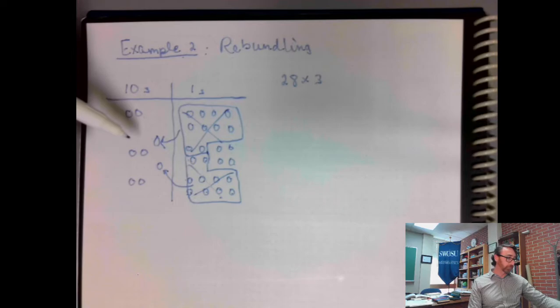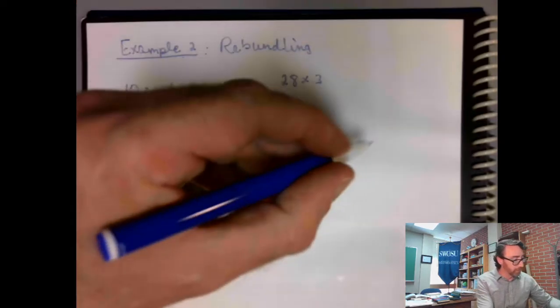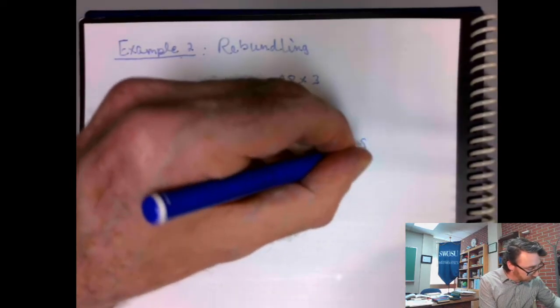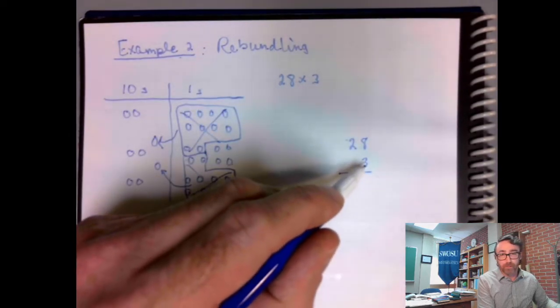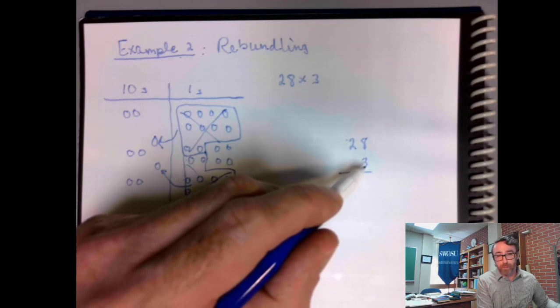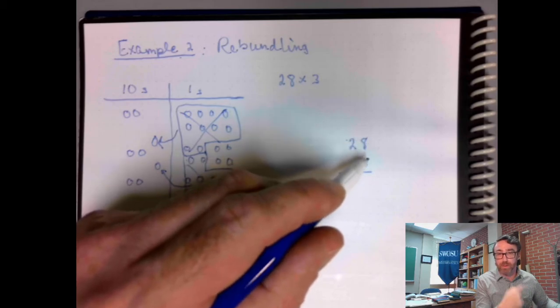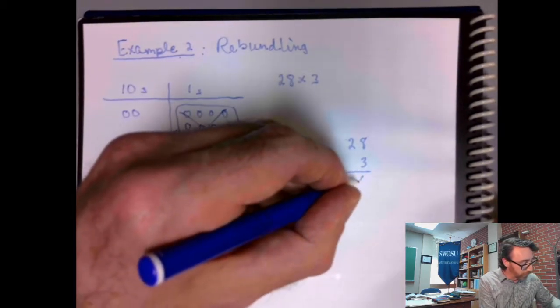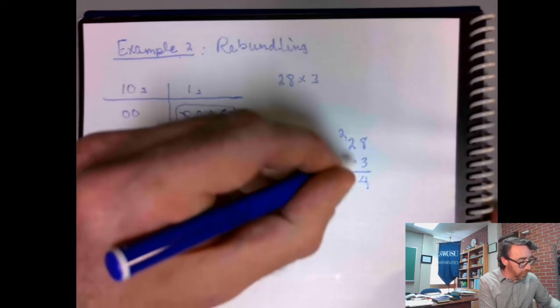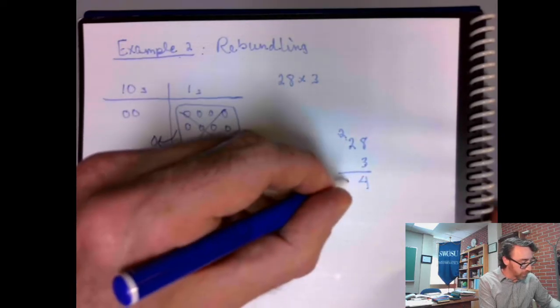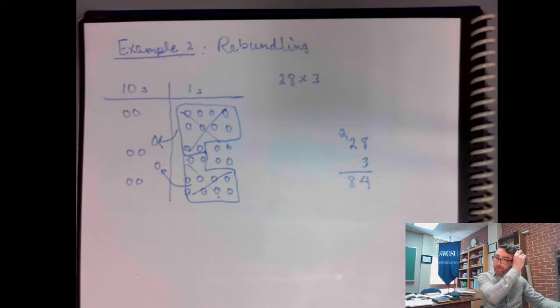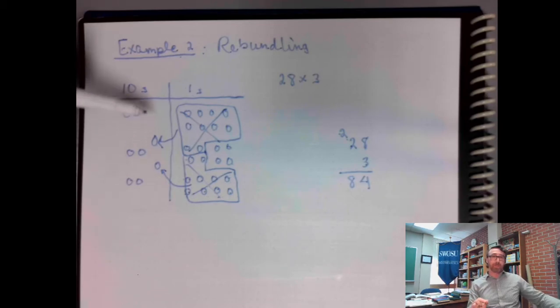Now let's look at the standard pencil and paper algorithm. Remember, we know our one-digit multiplication facts. 3 times 8 is 24. So we would write a 4 and carry the 2. Then 2 times 3 is 6, plus the 2 that we're carrying over is 8. And look at how that is illustrated in the chip model.